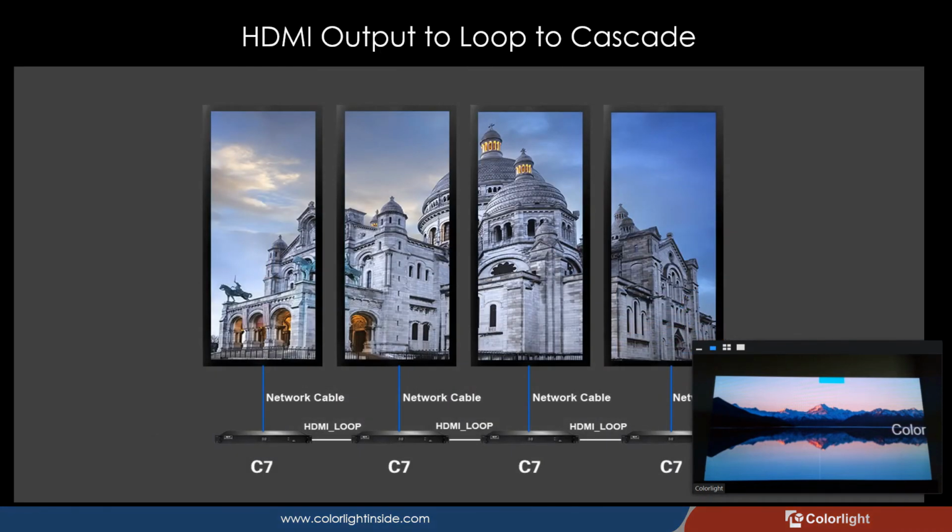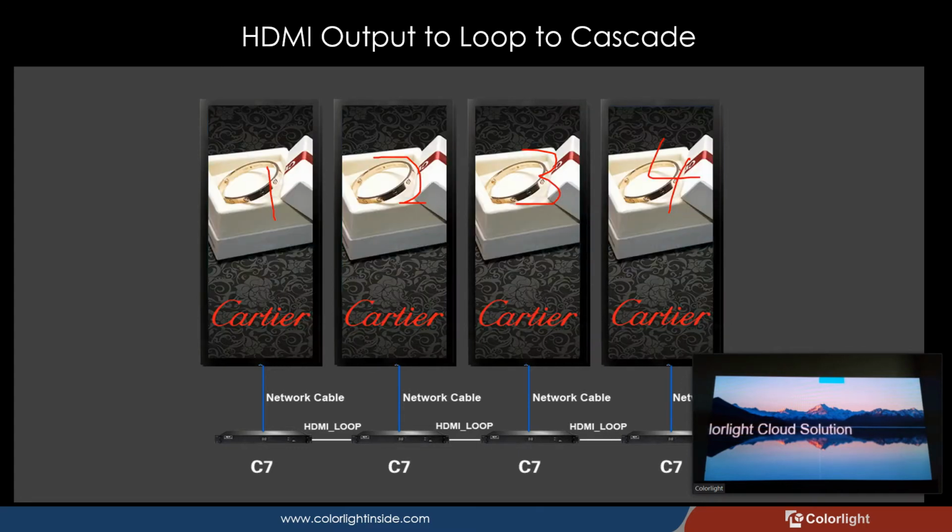The second question, what the HDMI output can do. Just simply look at the picture. There are 4 mirror screens and there are 4 units C7. Now, 4 screens are showing one whole picture together. And we can change it into the next one. The 4 pieces C7 can show the same one picture at the same time.